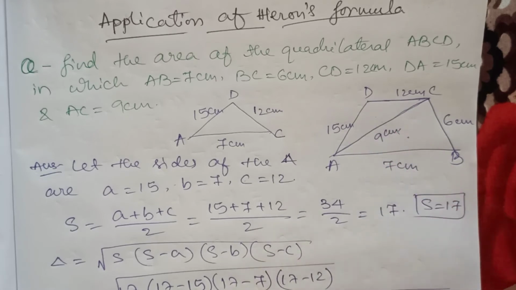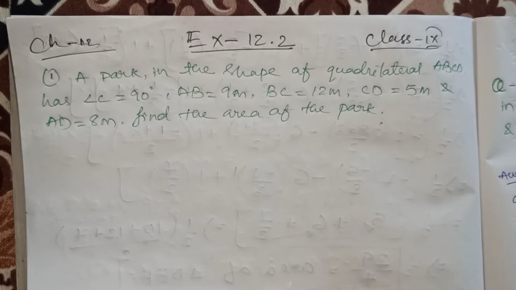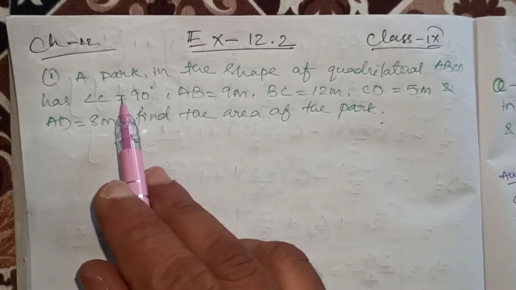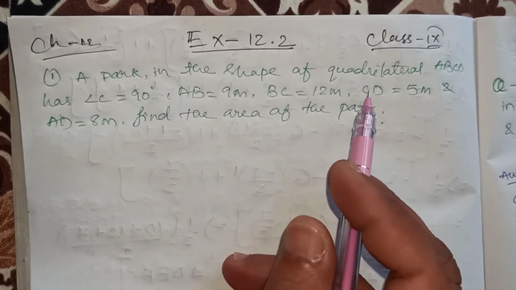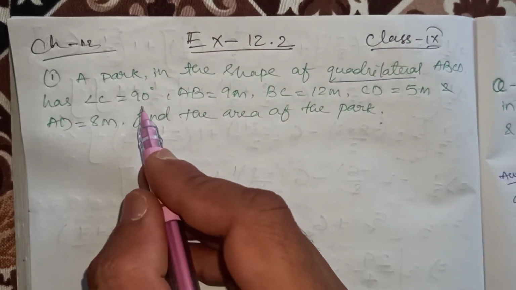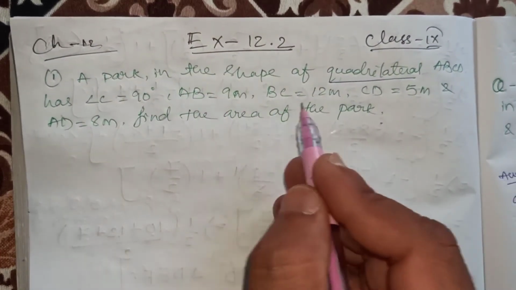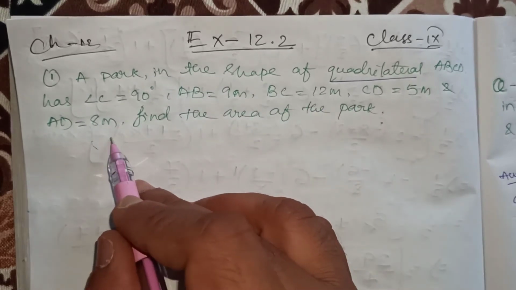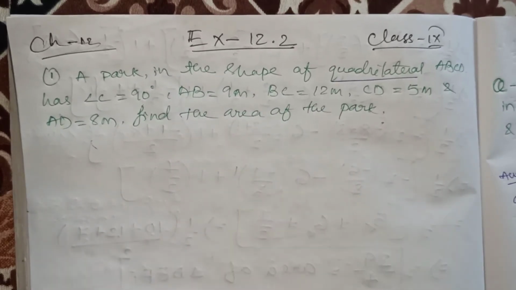Now we will start the exercise. The first question of the exercise is given: a park is in the shape of a quadrilateral ABCD that has angle C equal to 90 degrees. AB is 9 meter, BC 12 meter, CD 5 meter and AD 8 meter. Find the area of the park.